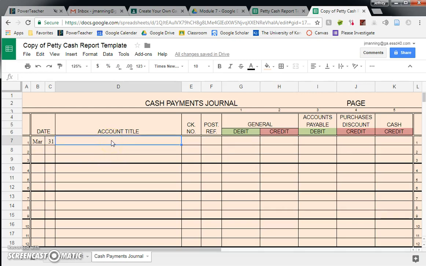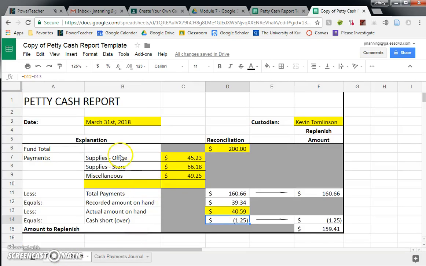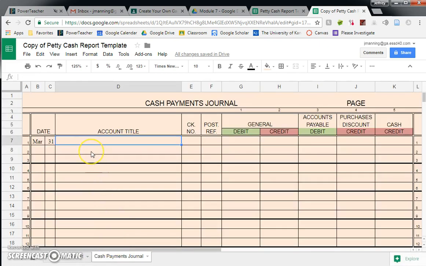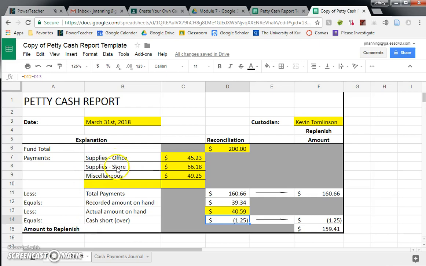And now we are going to list all of the categories that we had on our petty cash report over here. So it's our payment categories. So we're going to list supplies, office supplies, store, miscellaneous. And those were our only 3 categories. And remember, I got these 3 categories from this section right here. If you wrote anything else here in the yellow, that would also be part of this category.